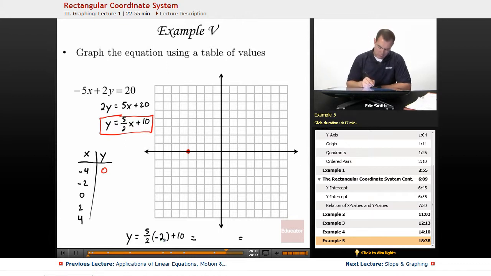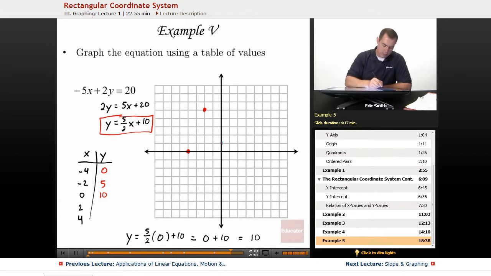All right, let's try another one. This one is -2, so we'll plug that one in there. -2 times 5/2 would be -5. We'll add 10 to that and get a total of 5. So this point, -2, 5. All right, moving on. What happens if we go ahead and put in a 0? Well, 0 times 5/2 would be 0. Add 10 to that, we'd get 10.